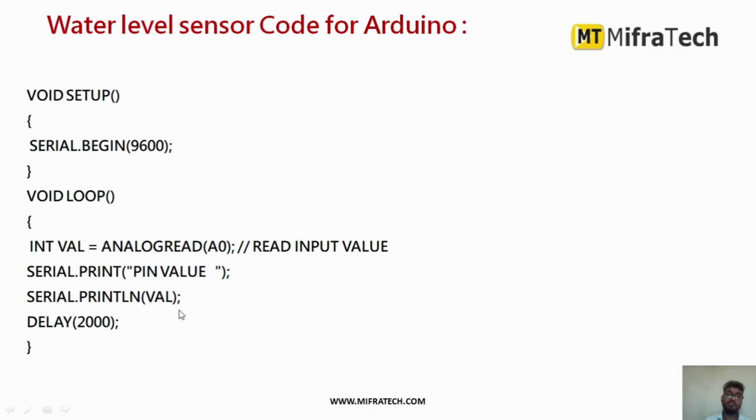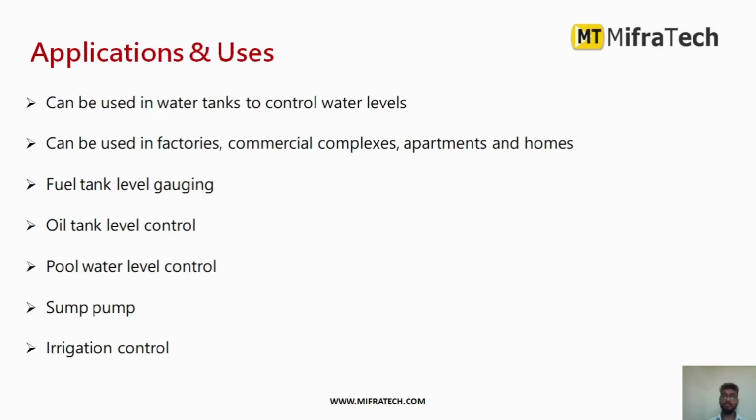After that we have to print it in the serial monitor. I am using Serial.println of val. Whatever analog values I am reading, I am printing in the serial monitor. After that I have given a 2000 millisecond delay. By writing this program, the water level sensor will read the analog water level values and send the data to the controller, and it will be displayed in the serial monitor of the system. Like this you can connect the water level sensor to detect water level using Arduino Nano or any microcontroller.